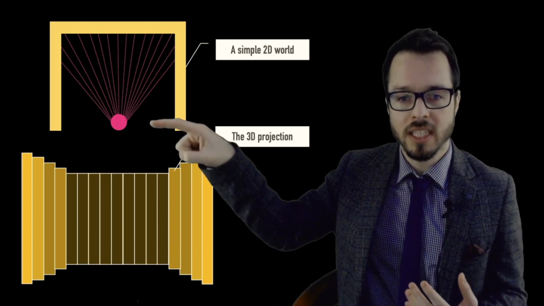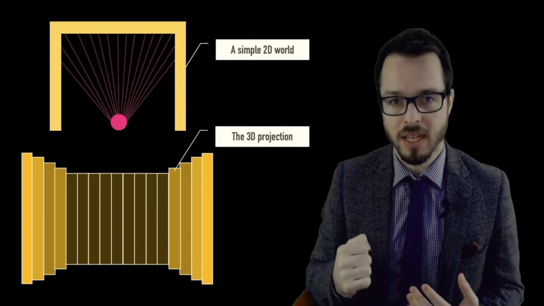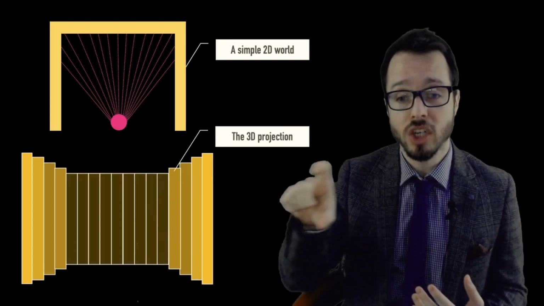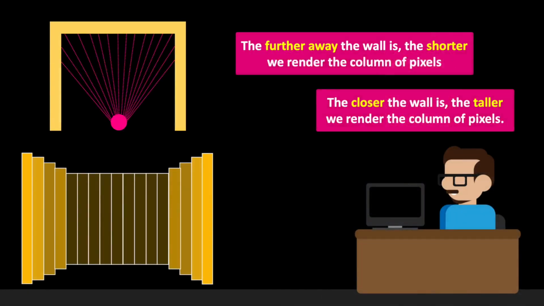If those rays take a long time to hit the wall, it means the wall is very far away from me, meaning that I'm going to have to render things shorter. So that is why these walls right here are shorter in size. The further away that wall is, the shorter I'm going to render that column of pixels. The closer the wall is to me, the taller I'm going to render that column of pixels.